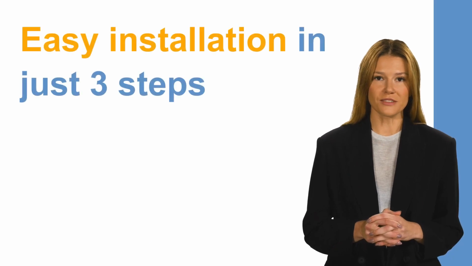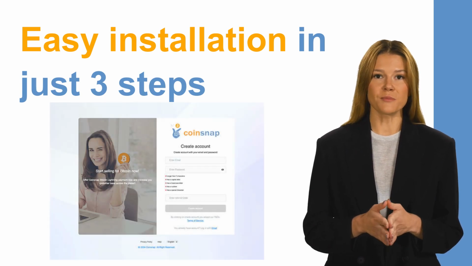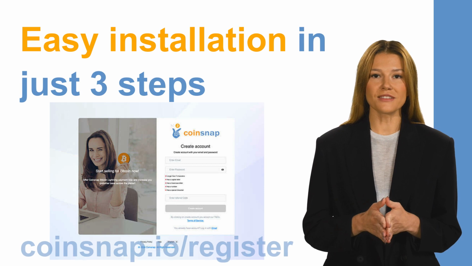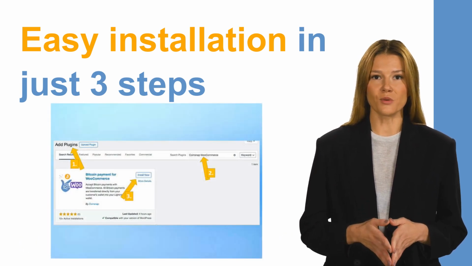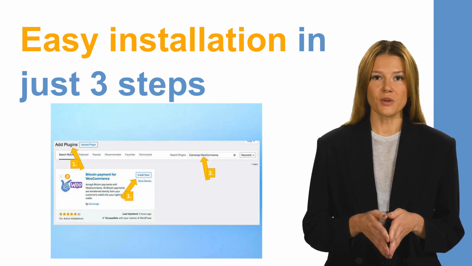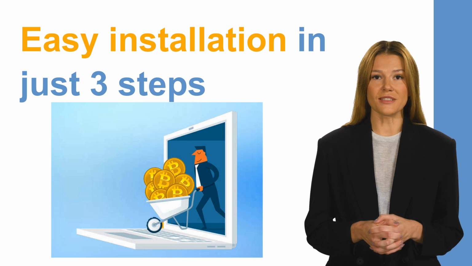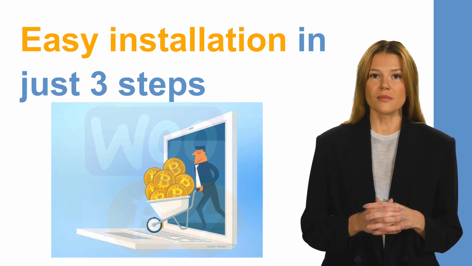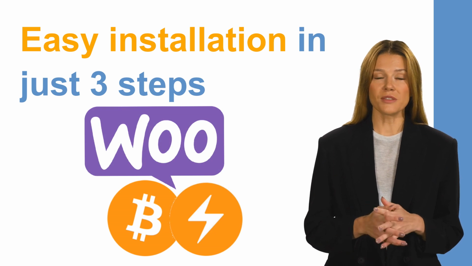Install Bitcoin payment in just 3 steps. No programming skills needed. Step 1. Open an account with Coinsnap under Coinsnap.io register. Step 2. Install the Coinsnap plugin directly in your WordPress. Step 3. Connect your Bitcoin wallet to your WooCommerce shop. Now your customers can pay with Bitcoin in your WooCommerce shop.